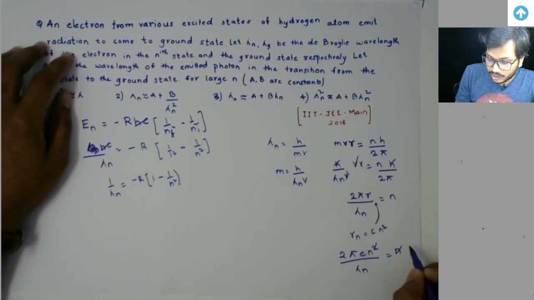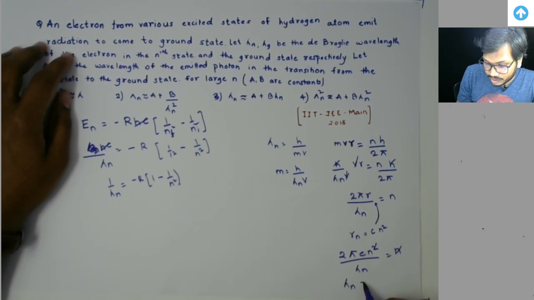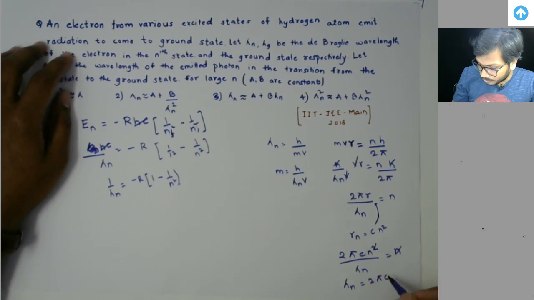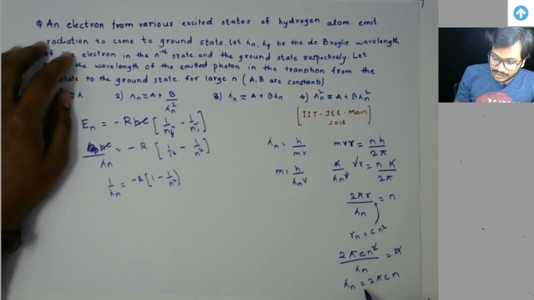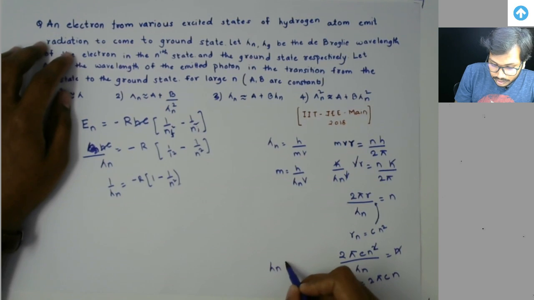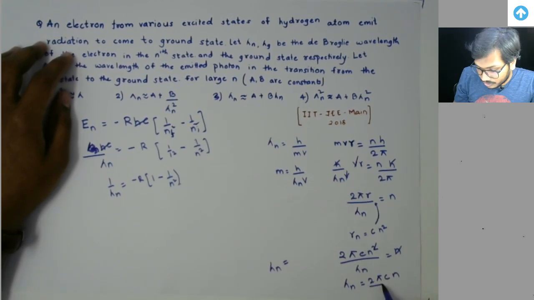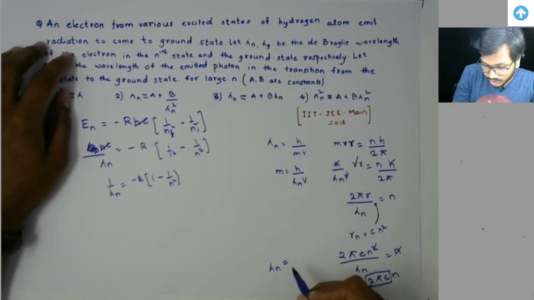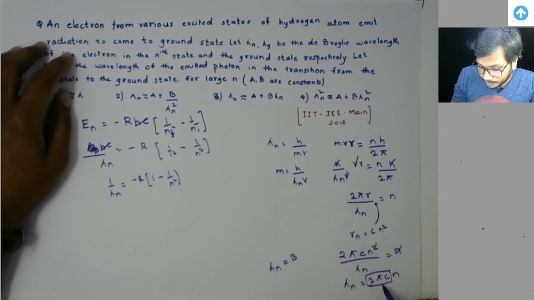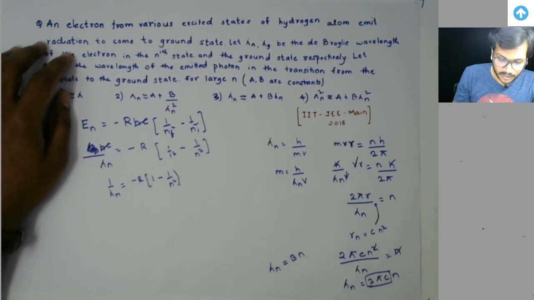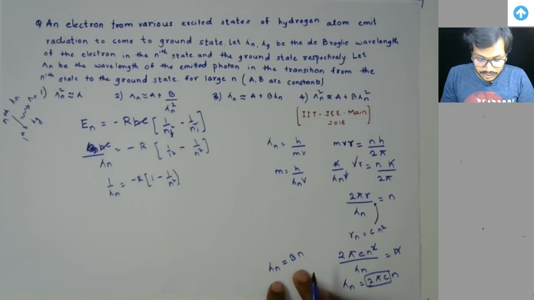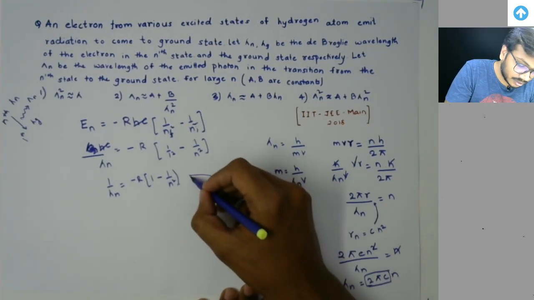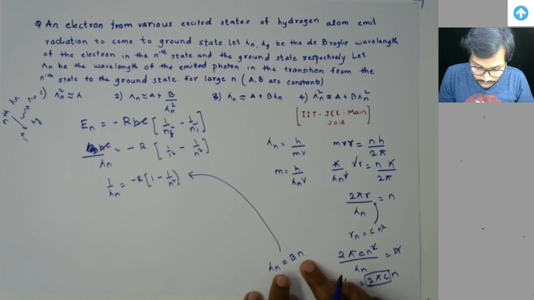Square and n cancels out, lambda goes to that side, so lambda n is equal to 2 pi c, some constant c, into n. So I can say that lambda n will be equal to, I'm calling this whole thing some other constant b into n. Okay, now I can put this in this relation. So I have a relation between n and lambda n.